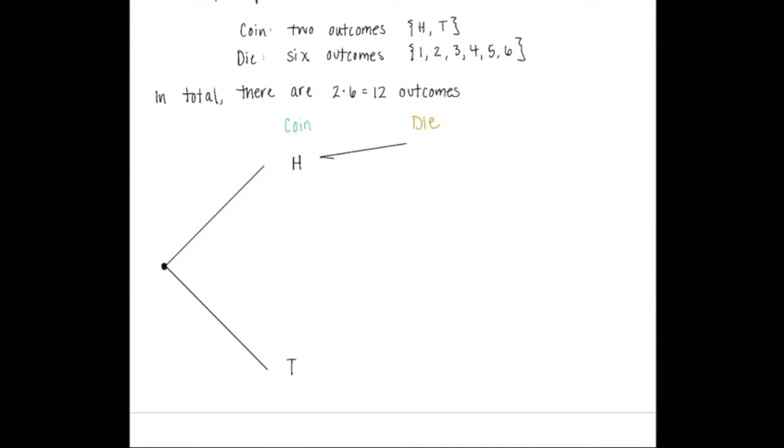So I could roll a 1, a 2, a 3, a 4, a 5, or a 6. Okay. But then I could do the exact same thing if I roll a tails. I could roll tails and then a 1, 2, 3, 4, 5, or 6. So I could branch off this way and I have 6 possibilities again.